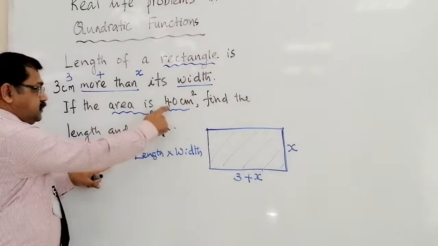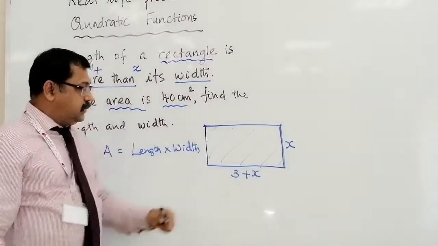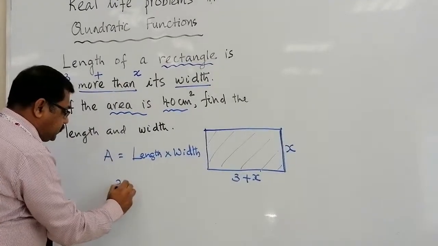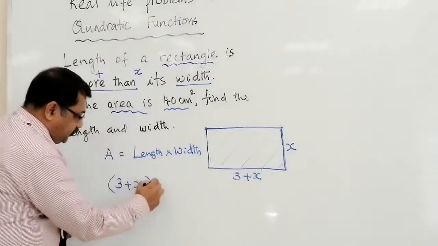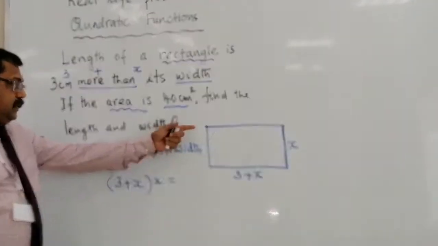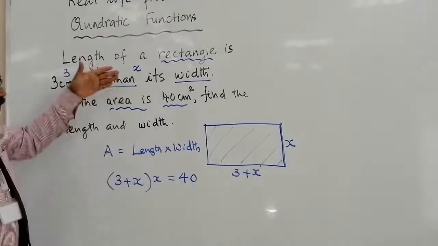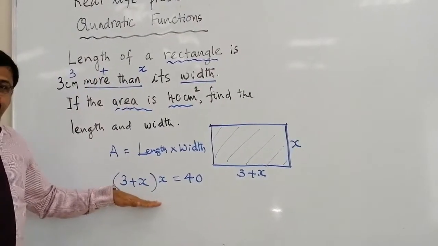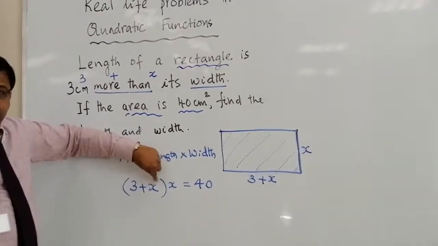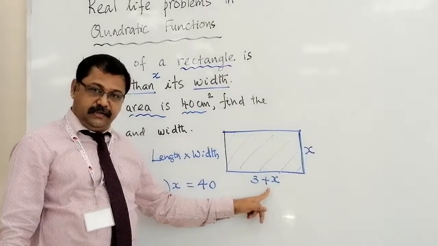So here the area which is given as 40. Here the length is 3 plus x and the width is x. So when we multiply the length with the width, 3 plus x multiplied by x, which is equal to the area. The area is given in the question as 40. So this will be equal to 40. See, the word problem is now converted to a mathematical expression. Now we can solve for the variable x. So when you solve the variable, we will get the value of width. Then you can find the value of length.